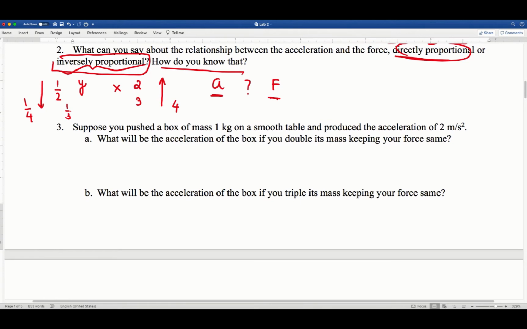In this part, you have a box on a smooth table, just like before, and the mass of the box is 1 kilogram. Now you apply some force. Let's say you apply 10 Newton force, and that produces 2 meters per second squared. So you apply 10 Newton force on a 1 kilogram object, and it produces 2 meters per second squared.